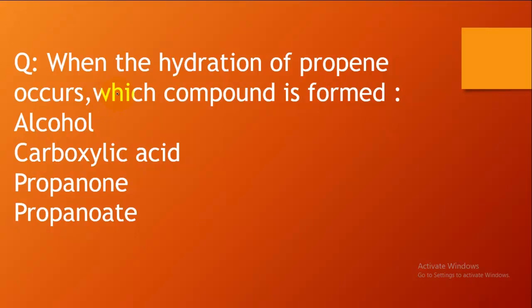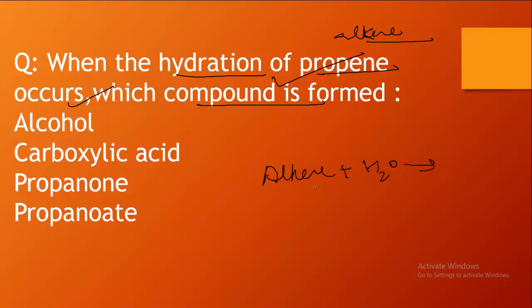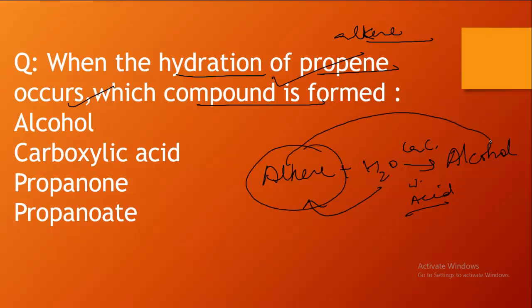Another question is, when the hydration of propene occurs, which compound is formed? Propene is an alkene. So we have been asked that hydration of alkene forms which product? We know that hydration of alkene means we are adding water to alkene, and when we add water to alkene, it forms the respective alcohol. This reaction takes place in presence of a concentrated weak acid like phosphoric acid. So obviously alkene forms alcohol in this case. Now in this question particularly we have been asked for propene, which is C3H6.